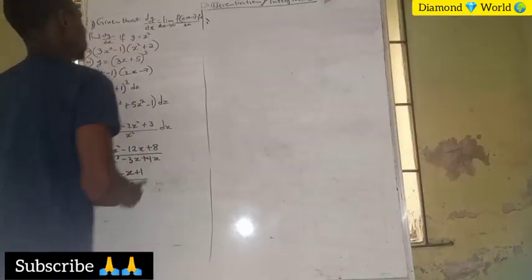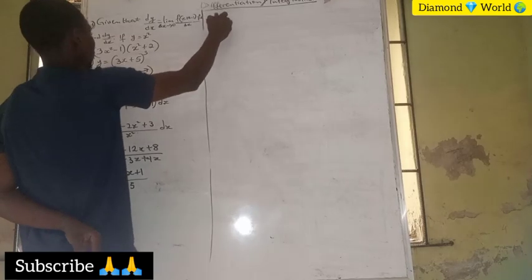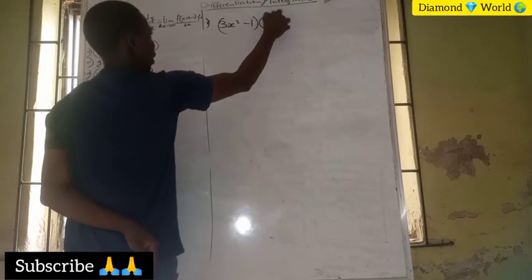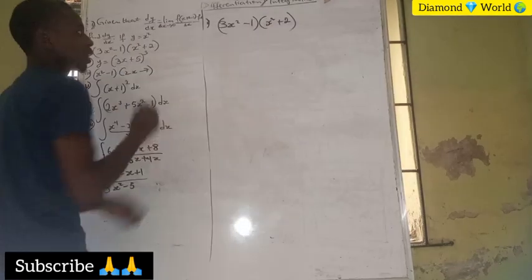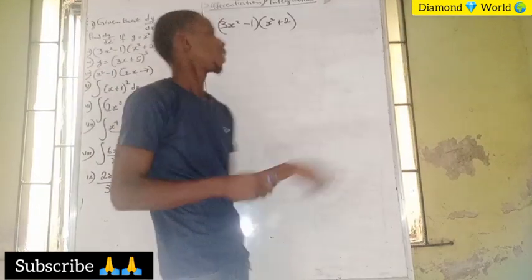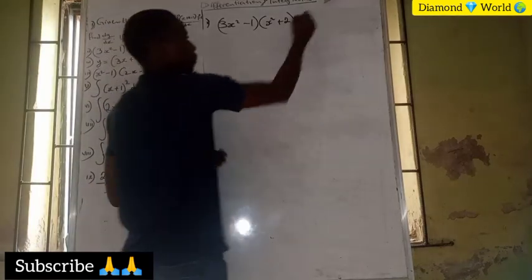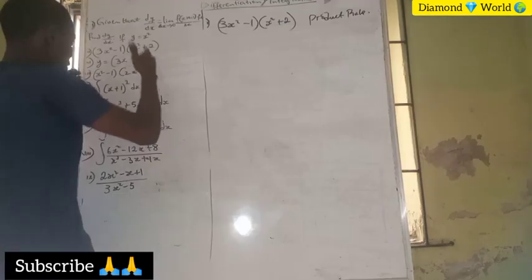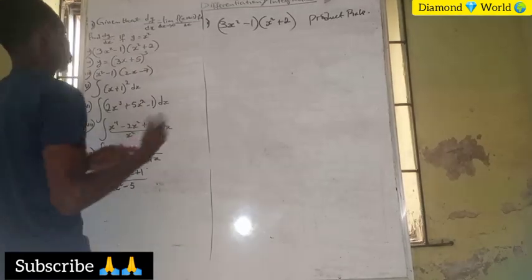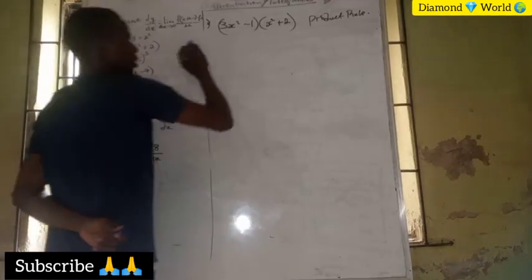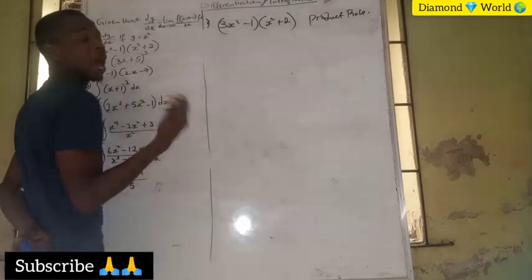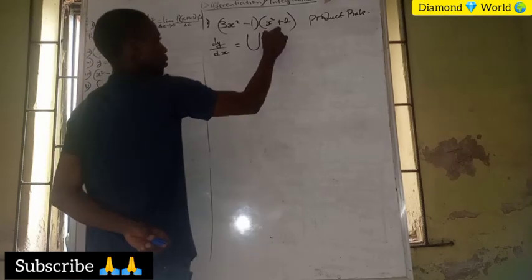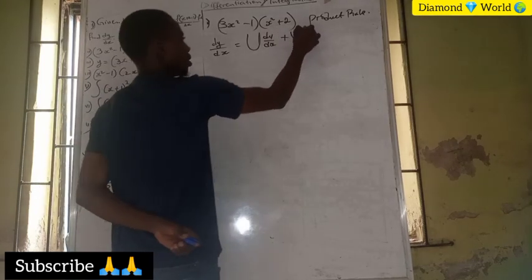So now number 2 says 3x squared minus 1 times x squared plus 2. Now looking at this question, which rule should this be under? This is the product rule. With this, I will be looking at all the product questions under this and I will do everything together at once. The first thing to do is to recall our formula for the product rule: dy/dx is equal to u dv/dx plus v du/dx.